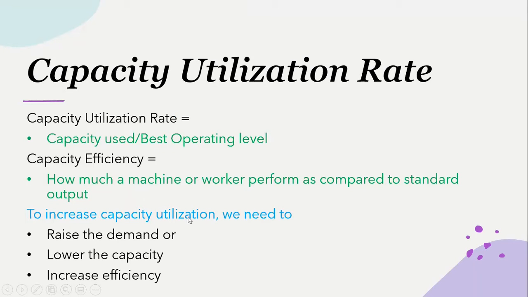To increase capacity utilization, we need to raise the demand or lower the capacity. So if overall capacity is lower, then the utilization will appear higher. So to increase capacity utilization, we can raise the demand, lower the capacity, or increase the efficiency. So if we do the work efficiently, we can increase the capacity utilization rate.